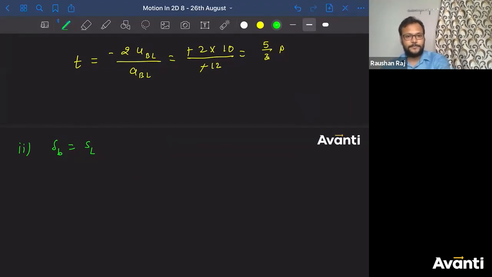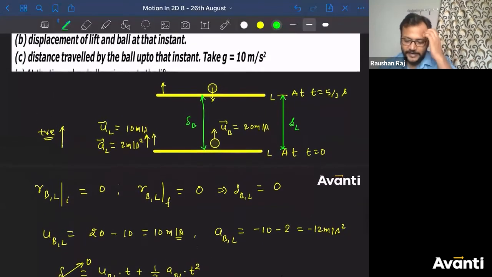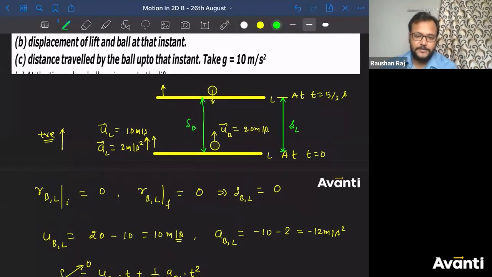Got my point? अरे तो उससे फर्क क्या पड़ता है मनोज? Yeah, both ball and lift meet up there. What does that mean? That means displacement of the ball with respect to lift is 0. अरे, don't you know the meaning of relative or reference? When I'm asking you what is displacement of lift, इसका meaning क्या है यार? How many times do I need to tell you this?